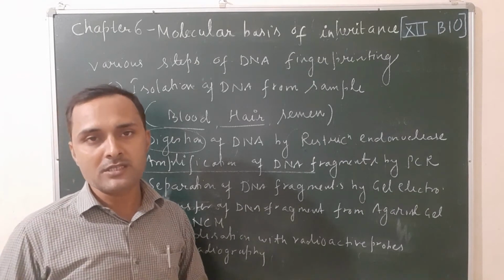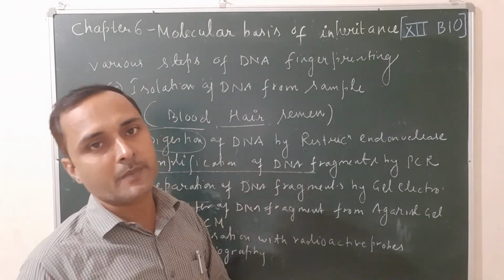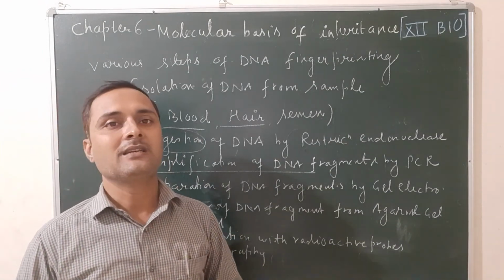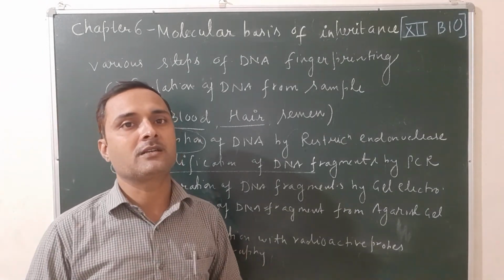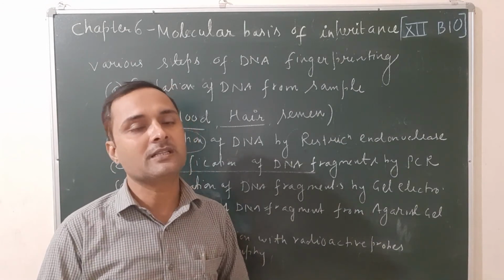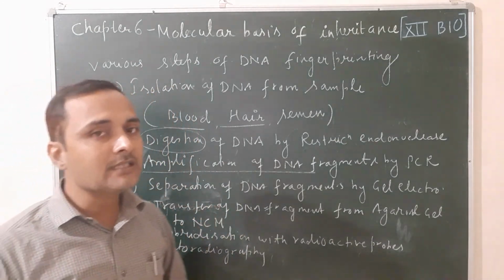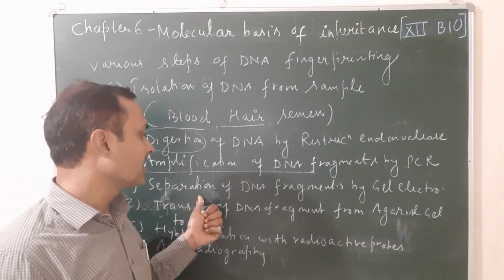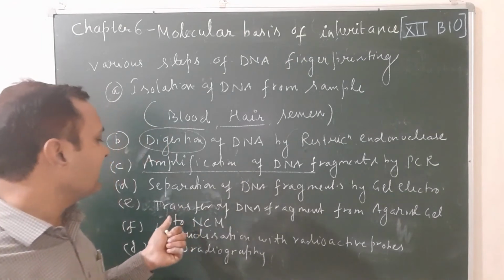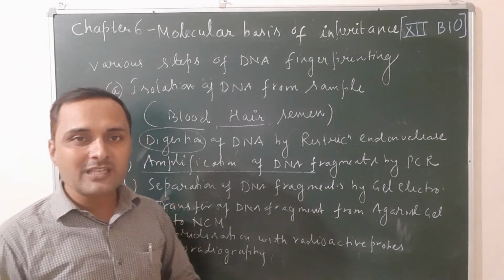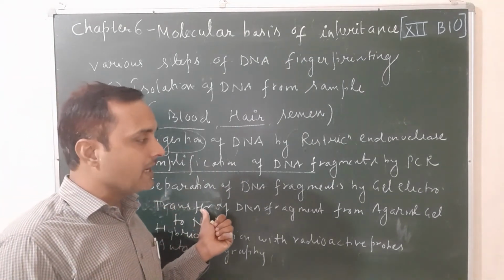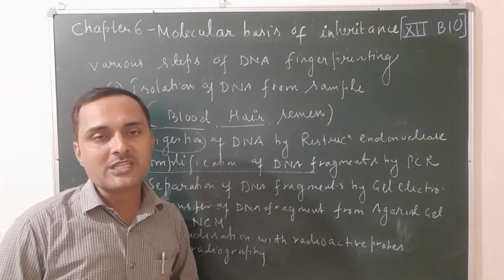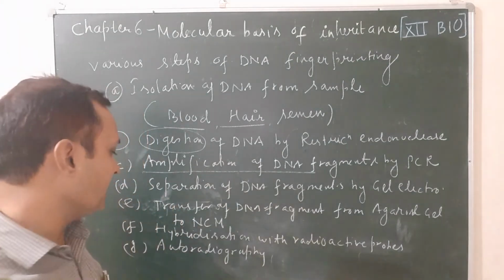This is the method by which we can separate the various fragments of DNA, smaller and larger fragments, on the basis of their size. The smaller fragments will move faster and the larger fragments will move slower in the gel. Electric current is required for agarose electrophoresis. After electrophoresis, these DNA fragments are transferred to the membrane known as NCM. This method is known as Southern blotting. NCM stands for nitrocellulose membrane.